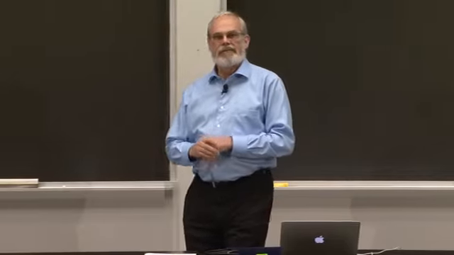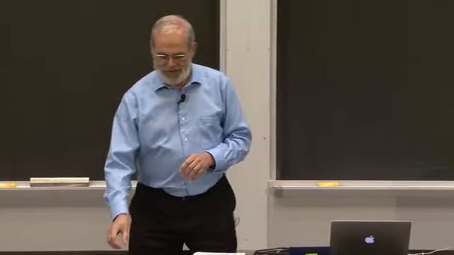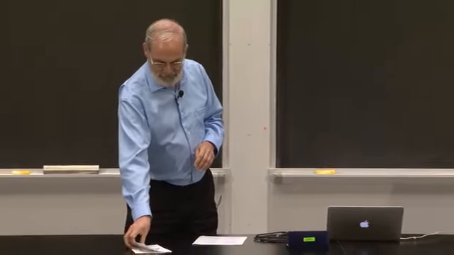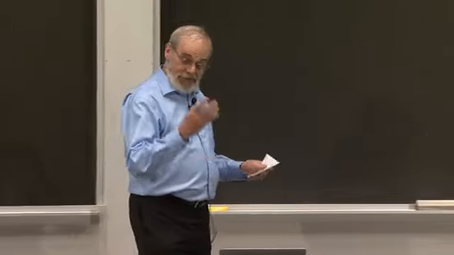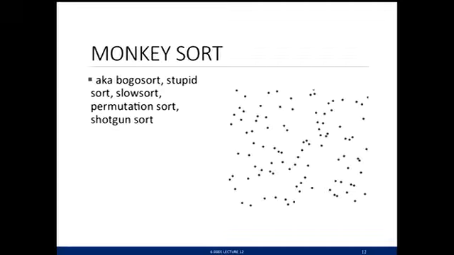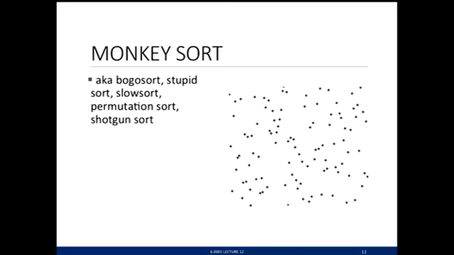I'm going to start with a humorous version of sort. You're all convinced that my humor is non-existent. You're right, but it sets the stage. This is a real sort; you can look it up. It's called monkey sort, BOGO sort, stupid sort, slow sort, permutation sort, shotgun sort. And here's how it works.